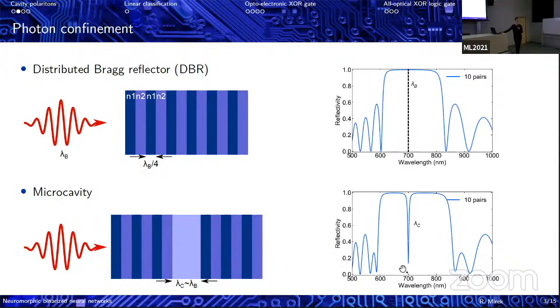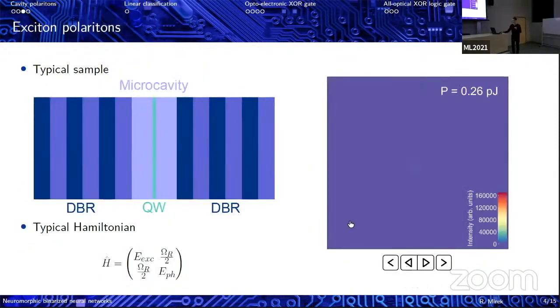And this is the semiconductor structure. If we put a quantum well inside this microcavity, the structure where we confine a photon, we can also confine an exciton. So what we usually do is also grow a quantum well inside the structure, and here we will have excitons which will be confined in one direction. And the typical Hamiltonian describing this system has the energy of the exciton, the energy of the photon, and the coupling strength, which is given by omega.